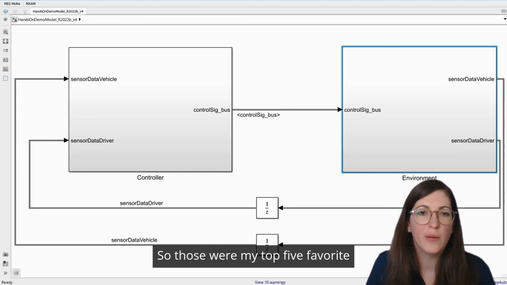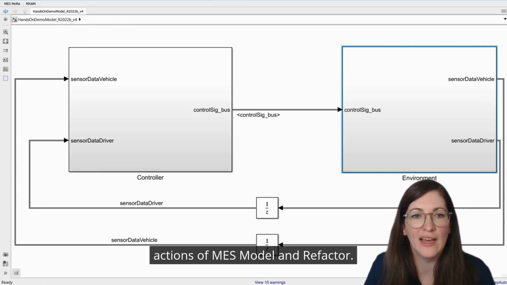So those were my top 5 favorite actions of MES Model and Refactor.